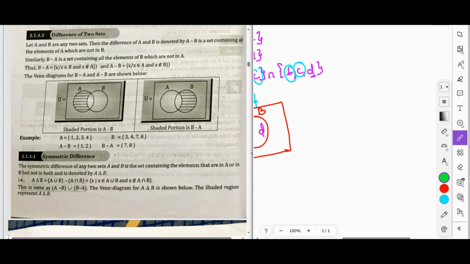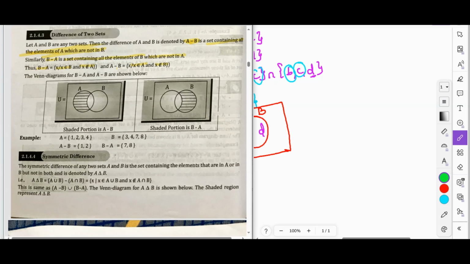Difference of two sets is a very simple concept, represented as A minus B. The difference of A and B, denoted A minus B, is a set containing all the elements of A which are not in B. So we select all the elements of A which are not in B. And if it is B minus A, we select all the elements of B which are not in A. So B minus A is the elements which are there in B but should not be there in A. And A minus B means elements which should be in A but should not be there in B.